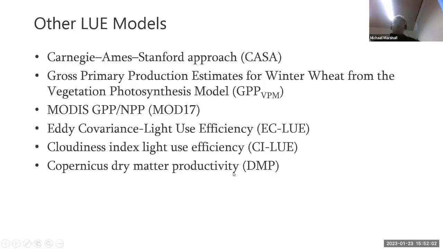Copernicus, dry matter productivity, the DMP product. I don't know much about this product. I don't know how much it's been tested, but it's a blend between ProbaV and Sentinel-3. It's an ESA product, and it's available at 300 meter or 1 kilometer resolution. So you could also use this in combination with the harvest index to get at yield.